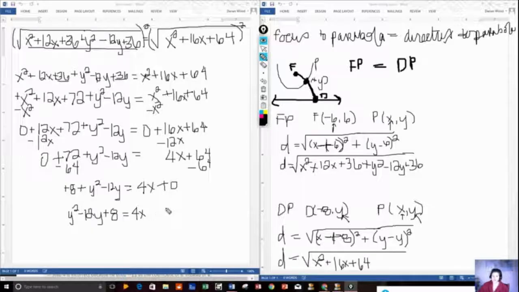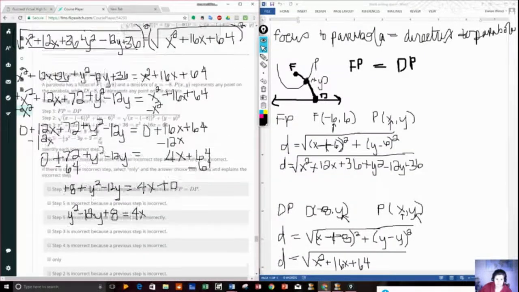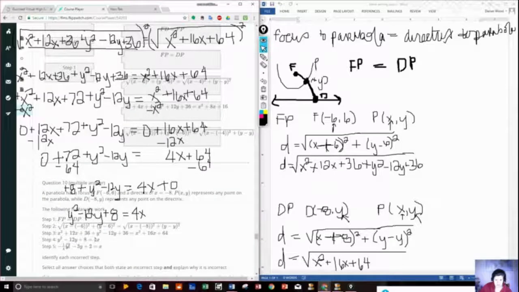So let's check and see what they have. We have y squared minus 12y plus 8 equals 4x. Let's check. I'm going to scroll this up so we can see it. Step 5 is y squared minus 12y plus 8 equals 4x. That's exactly what we have. So step 4 is correct. Now let's check, how did they move from step 4 to step 5?